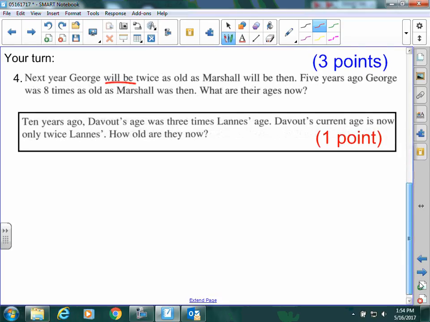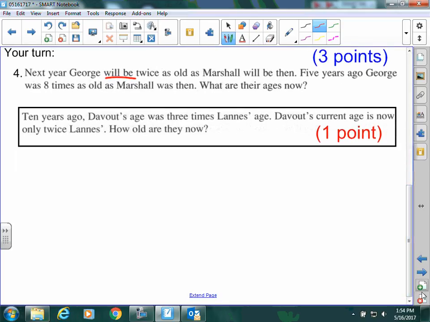If you come down here, we say next year, I'm going to help you with the first one you're supposed to do. George will be next year. George will be. So we have George plus 1, because that's George next year. And then will be means equal twice as old as Marshall will be then. So it's also Marshall plus 1, because that's 1 year from now.